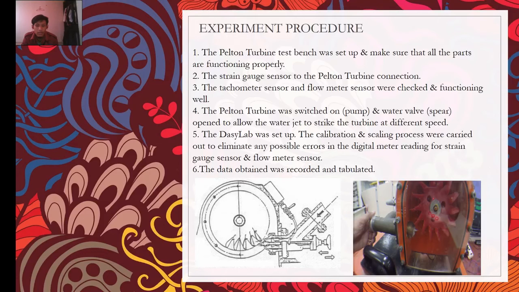All the sensors and the readings from the sensors go into the DaisyLab to make the calibration and the scaling process to eliminate any possible error in digital meter reading for the strain gauge and the flow meter sensor. So after we check with different speeds of the water, different flow rates of water, the data will be obtained, recorded and tabulated, and shown in the result.